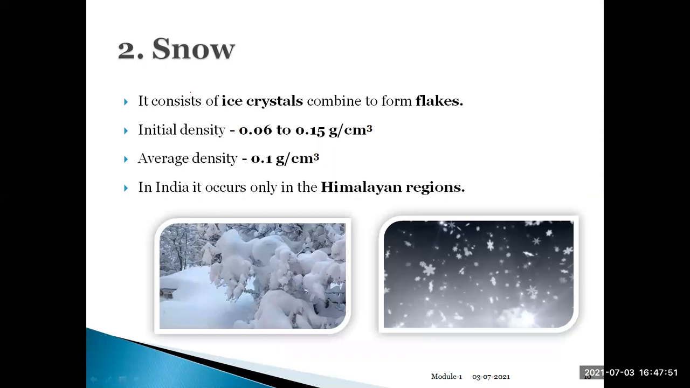The second form of precipitation is snow. Snow consists of ice crystals, where all the ice crystals combine to form a flake. You can see in the figure, these are the flakes. All the ice crystals combine to form flakes, and that is called snow. The initial density of snow will be 0.06 to 0.15 gram per centimeter cube, and the average density of snow is about 0.1 gram per centimeter cube. Snow you can see in the Himalayan regions.